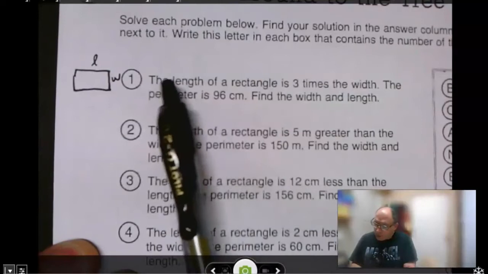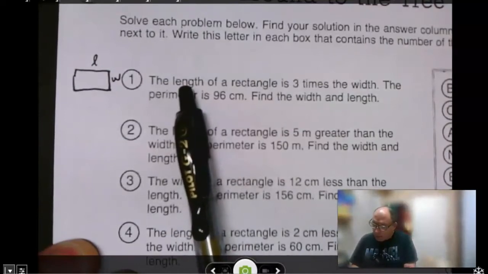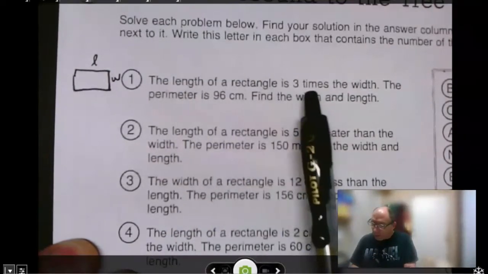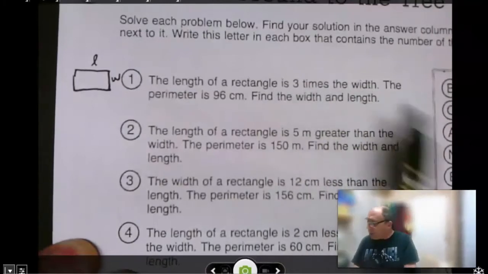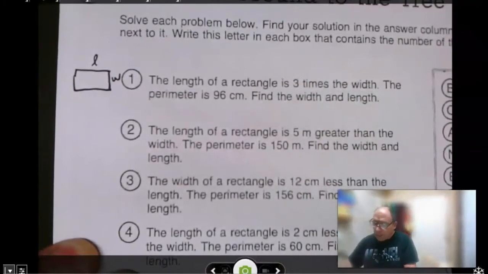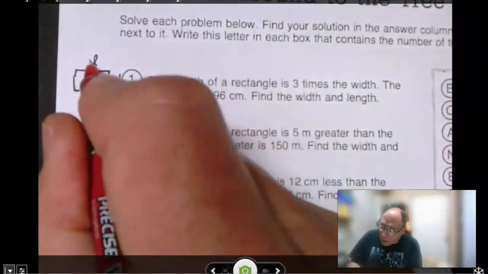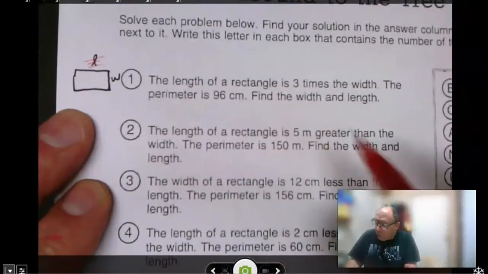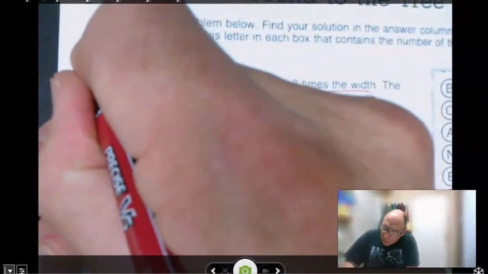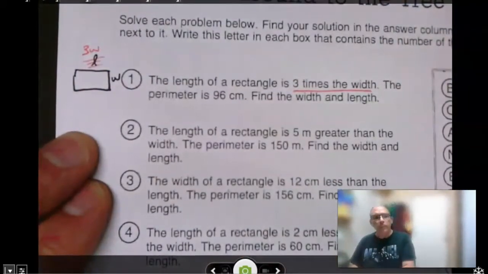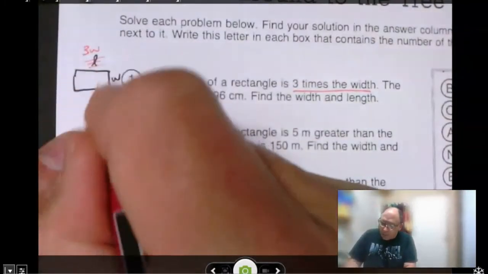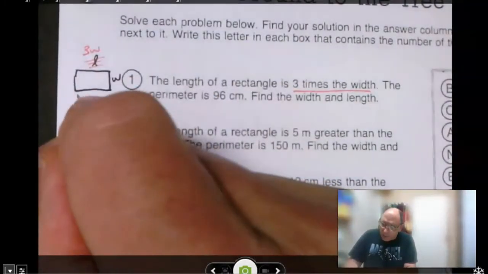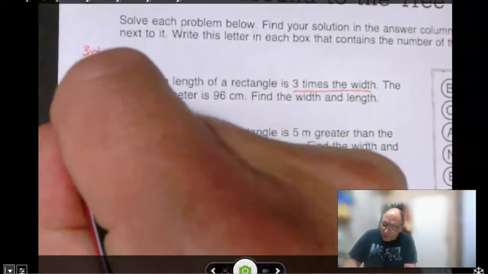So it says the length of the rectangle is 3 times as big as the width. So what we're going to end up doing is crossing off this length. We're not going to use it because we know that it can be replaced with 3 times the width. So instead, we're going to call it 3 times the width. So this side is 3 times the width. This side is 3 times the width. This side over here is the width.